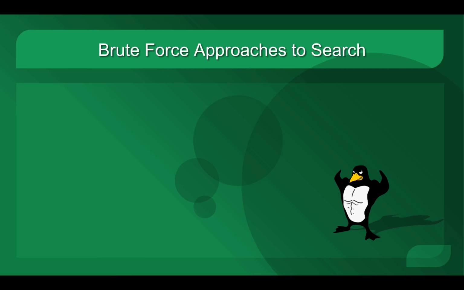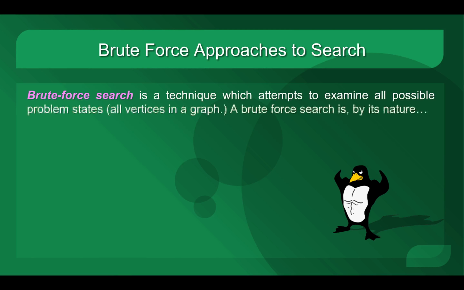When we talk about searches, one group of searches we can look at is what's called a brute force search. Brute force search is a technique where we try to look at all the possible problem states, and in the case of a graph that means all the vertices in a graph, in order to find the solution. Here, that's a path.